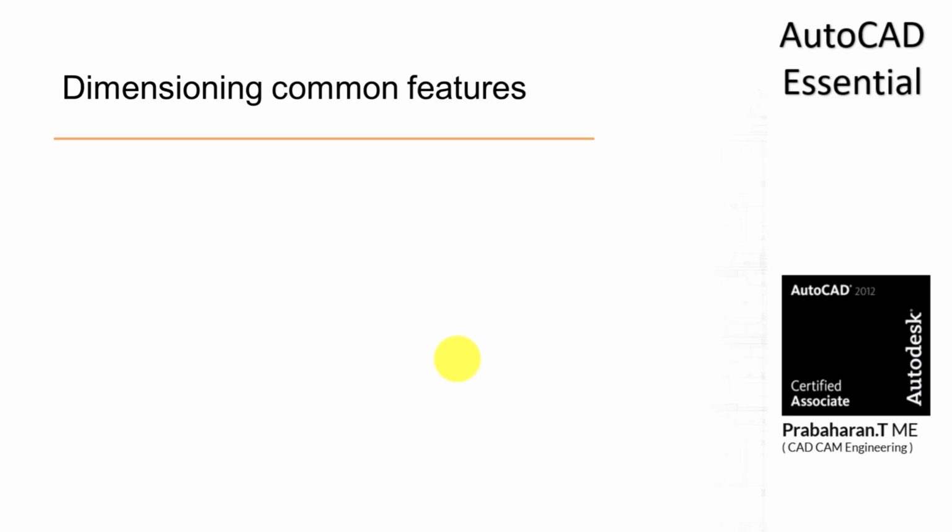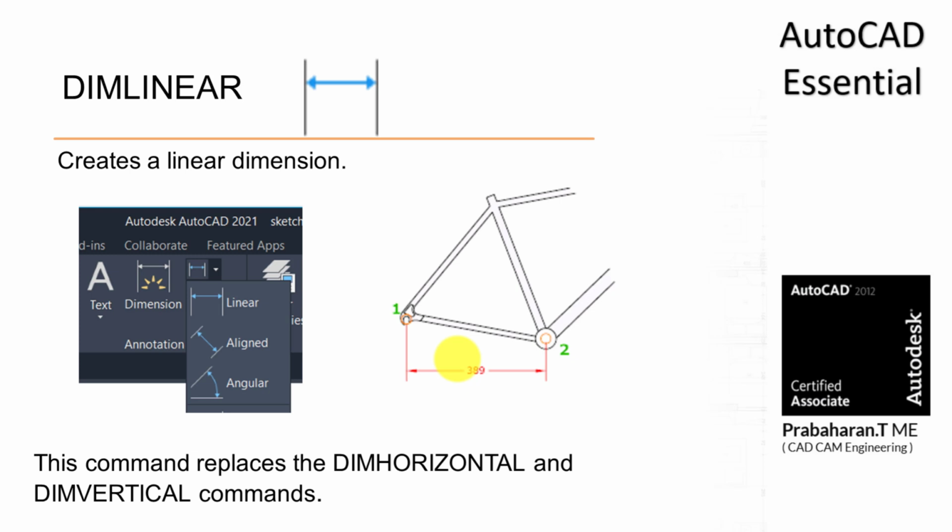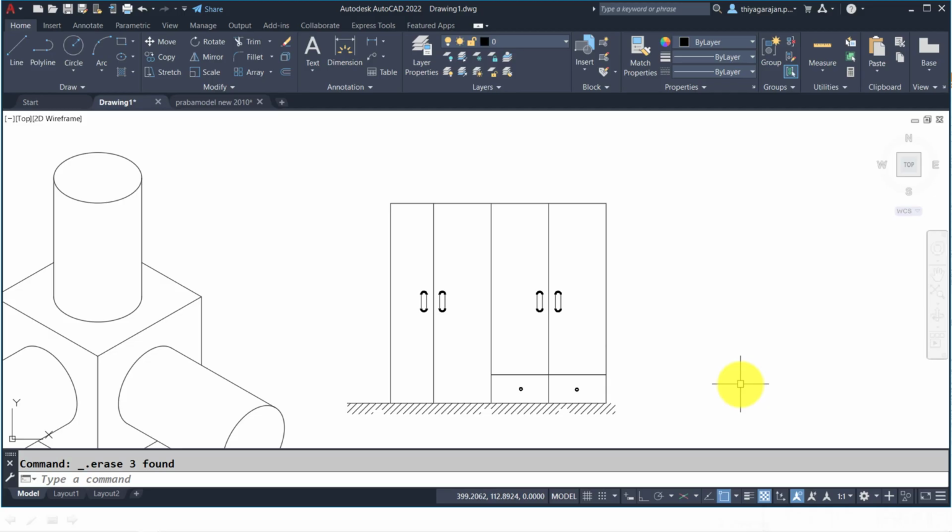Next we go for the common dimension commands. First we go for dim linear, that means dimension linear. Using this command, we will get the linear dimension, whether it is horizontal or vertical. I have an object and I want to mark a dimension, so dim linear. It will ask first for the extension line origin. So let me pick first extension line, second extension line. It will show the total width of the object. It is 90.